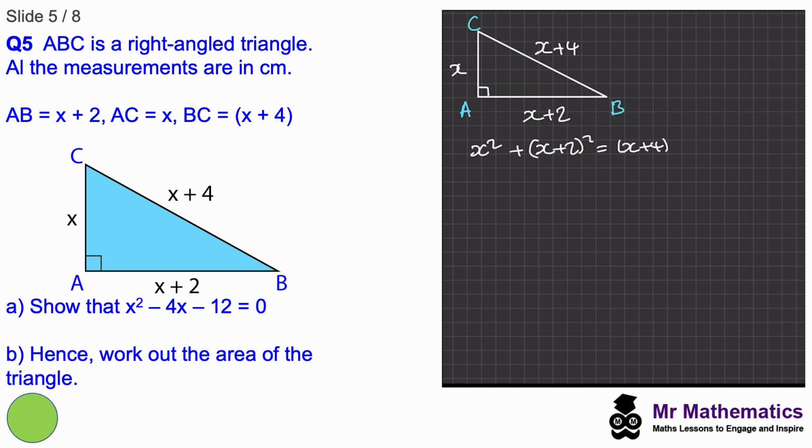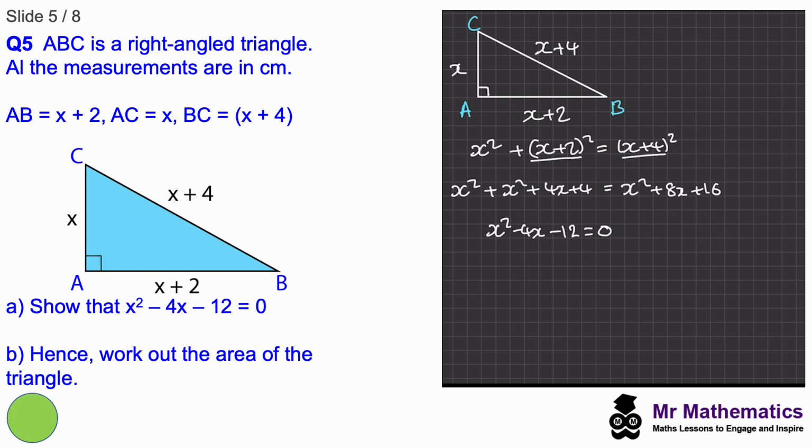4 squared. We can expand all the brackets, so we get x squared plus x squared plus 4x plus 4, which is this expanded, equals x squared plus 8x plus 16, which is the square of x plus 4. Now we can move the x squared, the 8x, and the positive 16 to the other side by taking them away. So we get x squared minus 4x minus 12 equals 0.